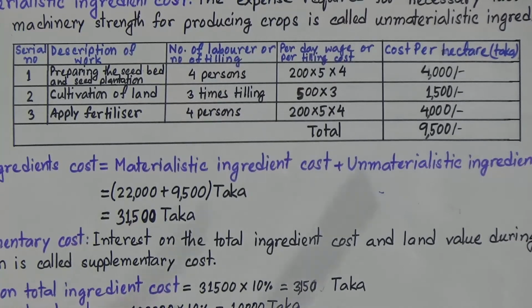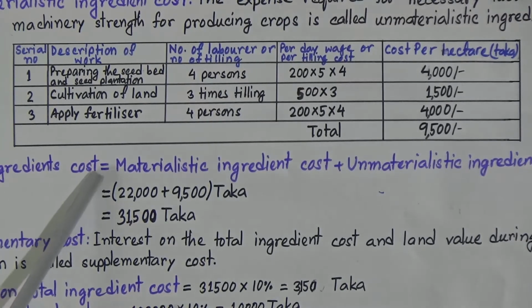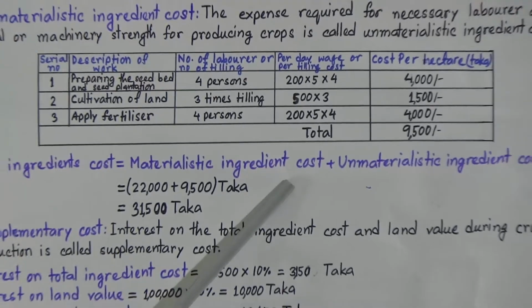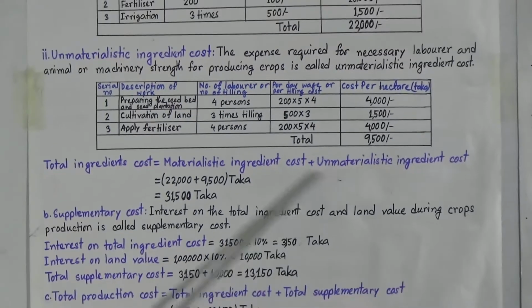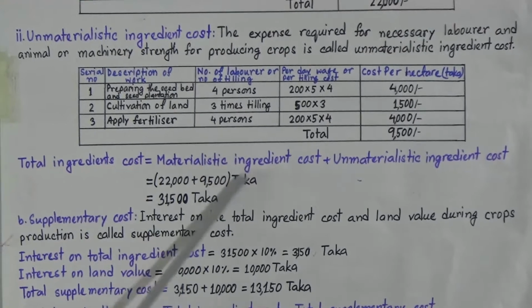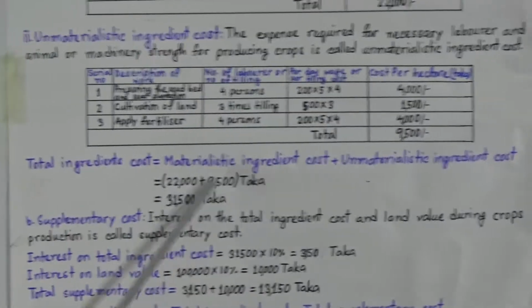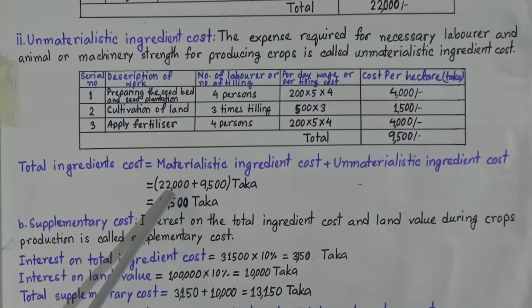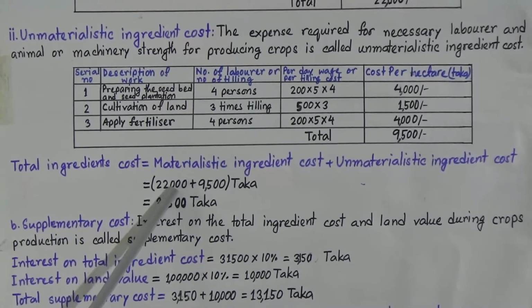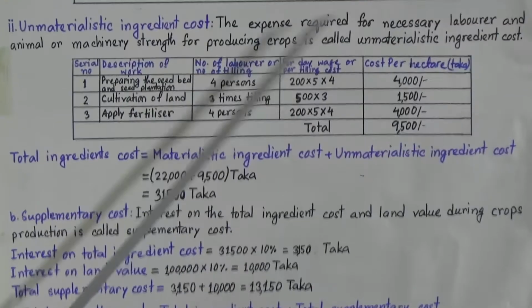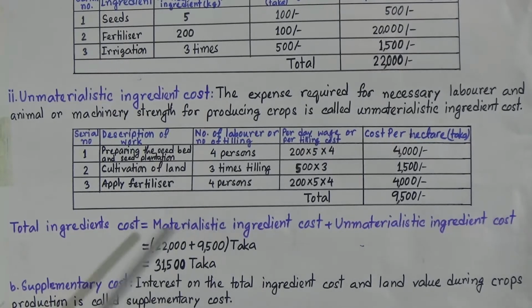Now we will find out the total ingredients cost. We will just add the total unmaterialistic ingredient cost and the total of materialistic ingredient cost, and we will find our total ingredient cost. Now look, the materialistic ingredient cost which we found in the first table is 22,000, and the unmaterialistic ingredient cost we found in our second table is 9,500 taka.